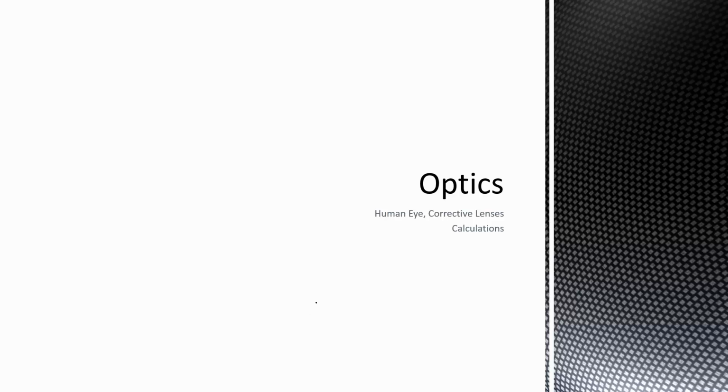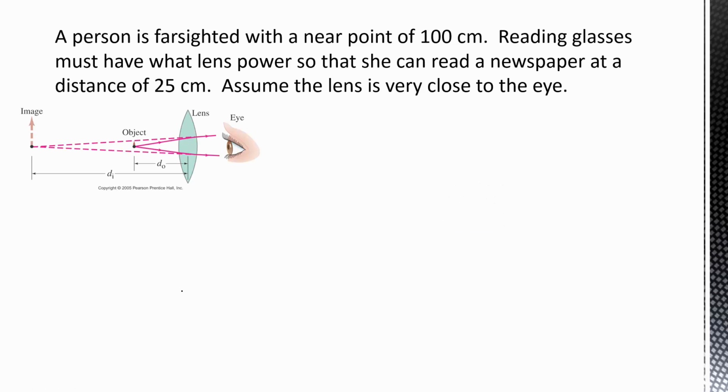So we're going to look at an example of nearsighted and farsighted corrective lenses and see how that affects our object and image distances and whatnot. We will start out with a farsighted person with a near point of 100 centimeters. We're going to use some reading glasses that will allow you to read at 25 centimeters, and we want to know what is the power of the lens in order to do that.